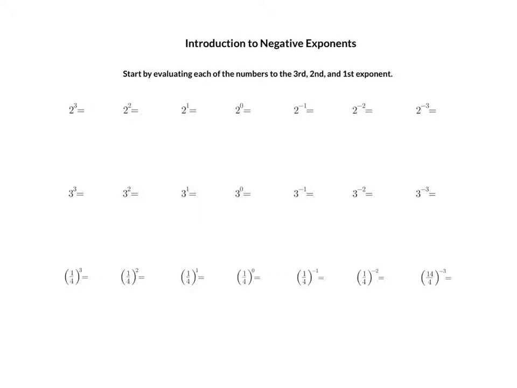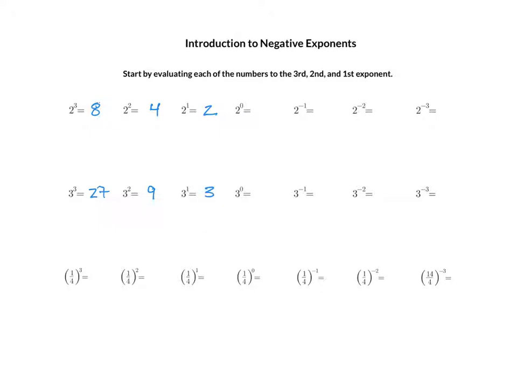To start us off, let's go ahead and fill out the first three columns of these tables. We're going to look at positive exponents, which we've already discussed. So for instance, on the first table, 2 cubed, if we cube 2, we should end up with 8. 2 squared is 4. 2 to the first is 2. Similarly, if we look at our 3 row, we get 3 cubed is 27, 3 squared is 9, and 3 to the first is 3.